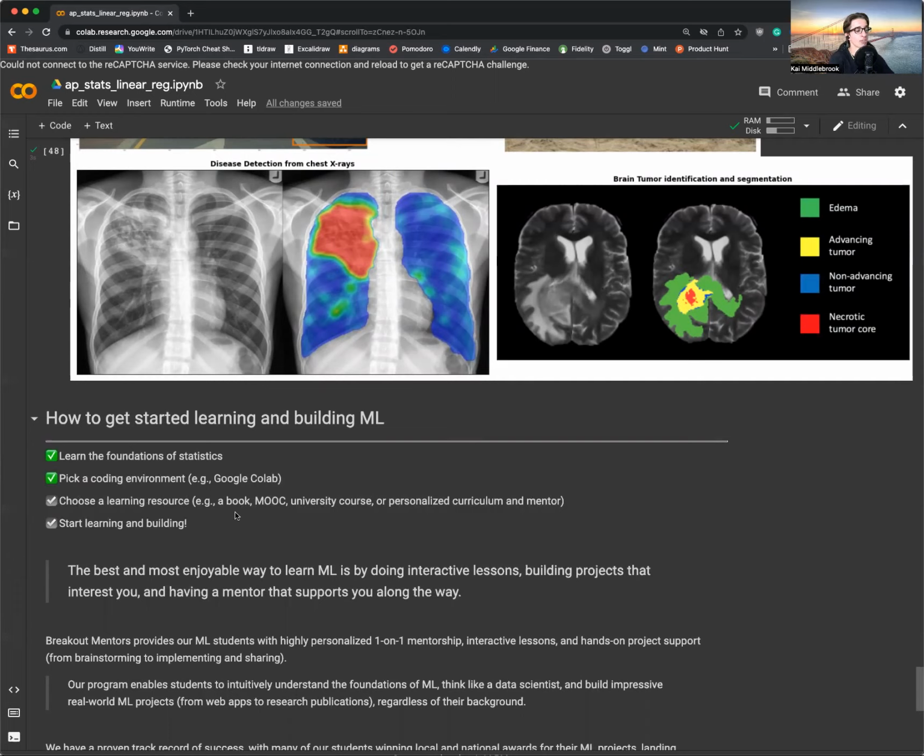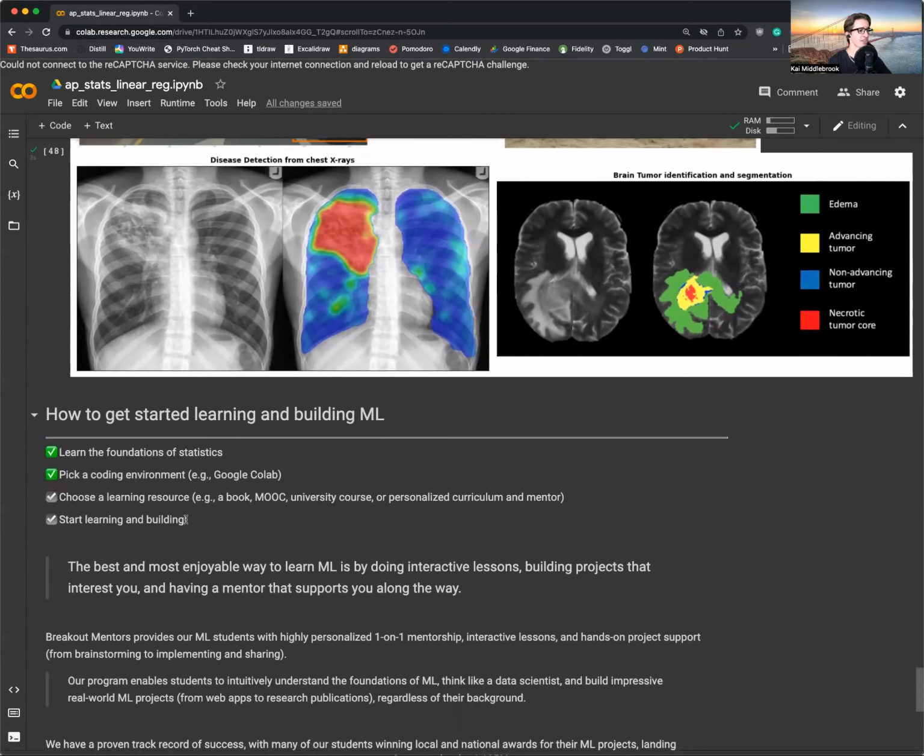So choosing a learning resource. You can learn from a book, a large online open course, a university course, or use more of a personalized approach where you get a personalized curriculum and you have a mentor who walks you through the field and helps guide you. And then once you've chosen your learning resource, you just get to it. So you start learning and building. And this is very important. Whatever resource you choose, you've got to start and you've got to try building. That's the only way these things will stick, as you probably learned in your stats class.